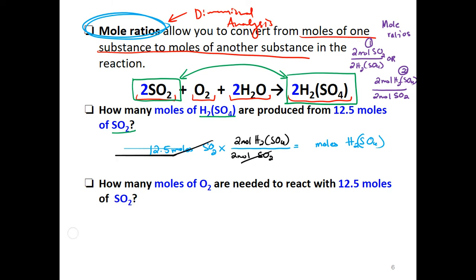Moles of SO2 cancel out. 12.5 times 2 divided by 2 just gives us 12.5. Okay, now you might be like, Mrs. J, isn't it obvious that you have a 2 to 2 ratio, so it's a 1 to 1 ratio? Yes, it is. If you wrote 1 mole of H2SO4 for 1 mole of SO2, that's totally fine because 2 over 2 cancels out to 1.